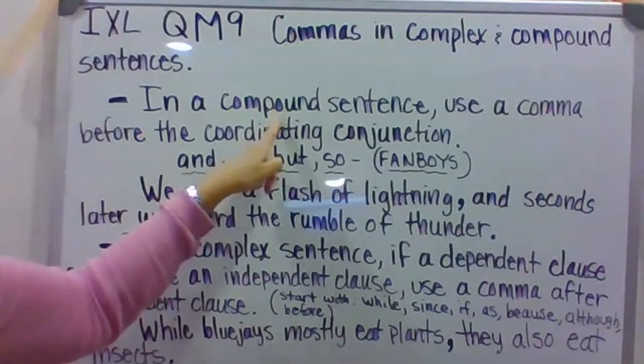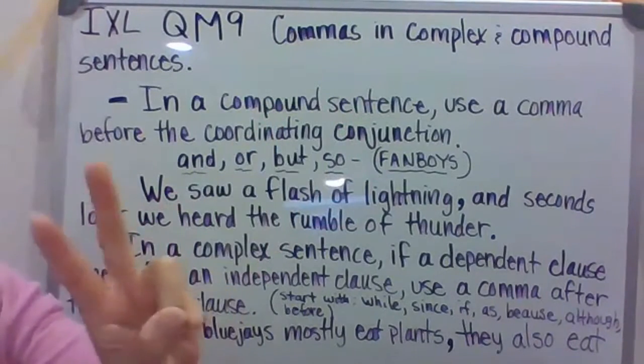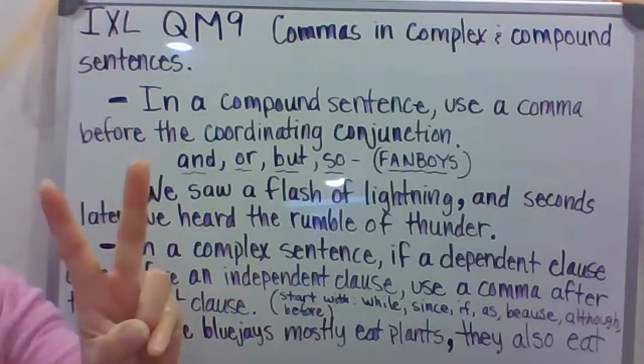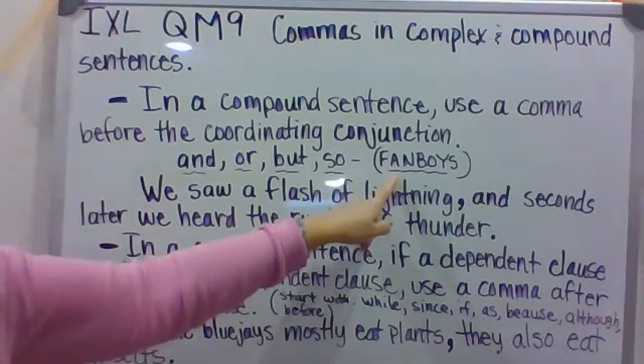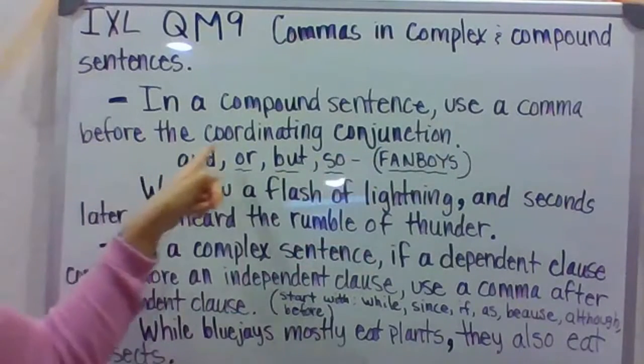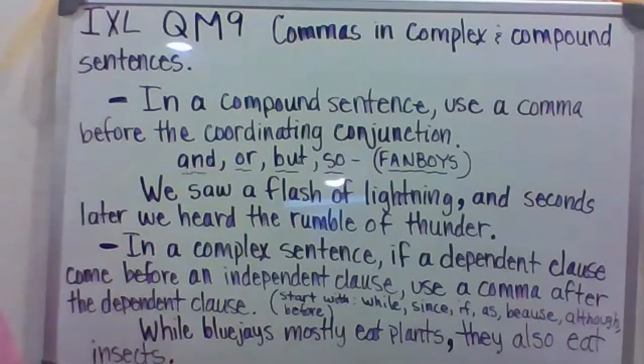So a compound sentence is taking two sentences and joining them together with one of these FANBOYS. And they're telling us you will insert a comma before the coordinating conjunction. So before the FANBOY. You'll do comma, then the FANBOY. All right. Okay, so there is a sample sentence here.